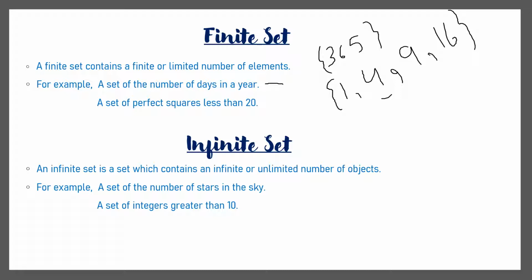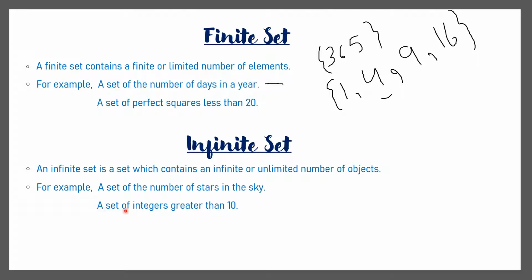Okay, the next one is infinite set. An infinite set is a set which contains an infinite or unlimited number of objects. Unlimited means that we cannot count the elements of that set. For example, a set of the number of stars in the sky. We cannot count the stars in the sky, so it is an infinite set.